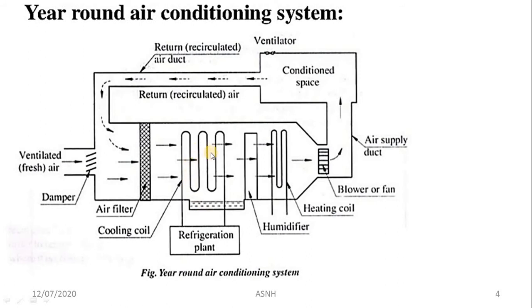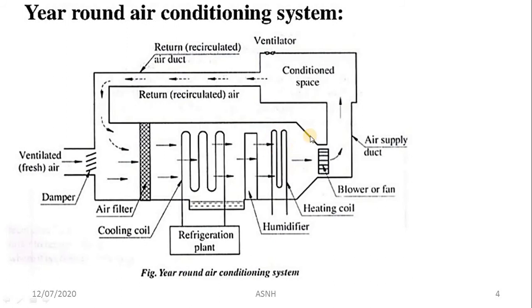That evaporative coil is nothing but the evaporator of the vapor compression refrigeration system. The main function of the cooling coil is to produce the cooling effect, and simultaneously a humidifier is used. The main function of the humidifier is to humidify the air. Now the next important component is the heating coil.